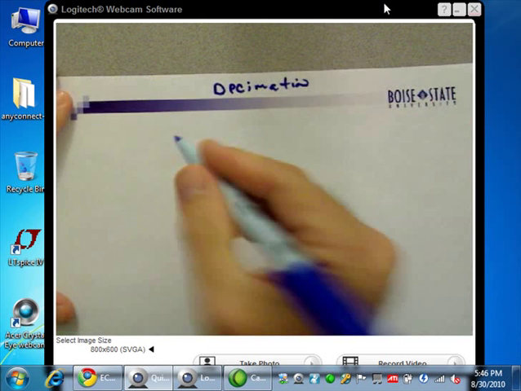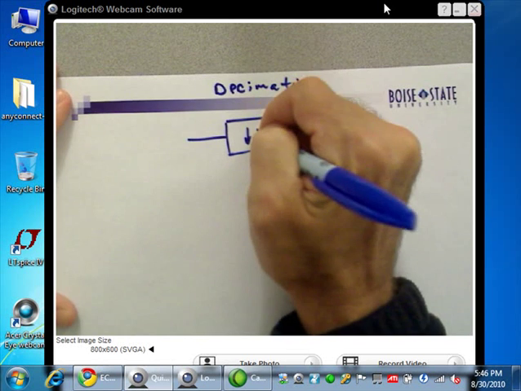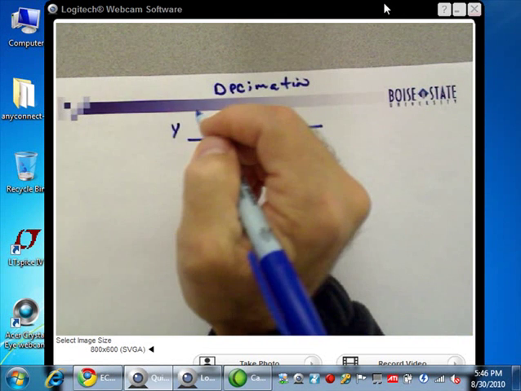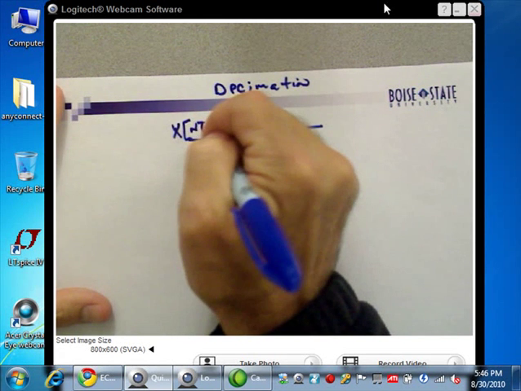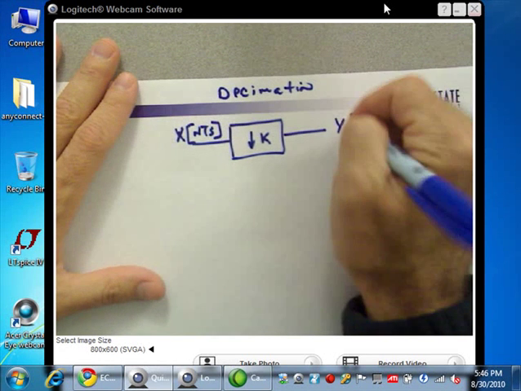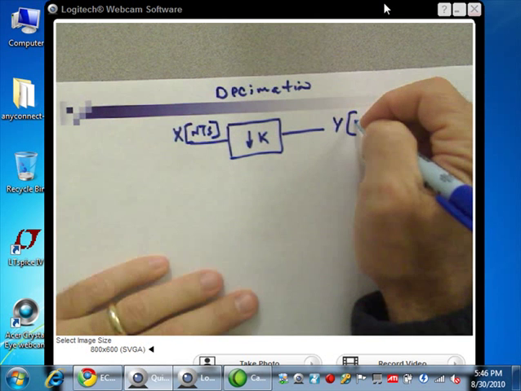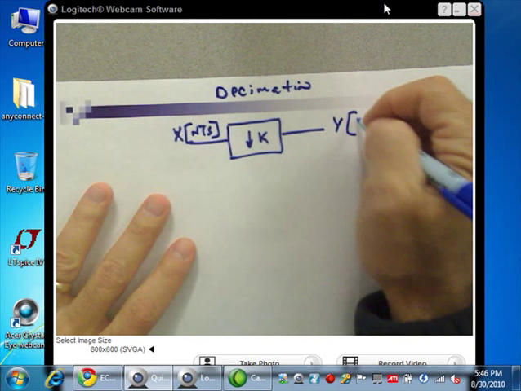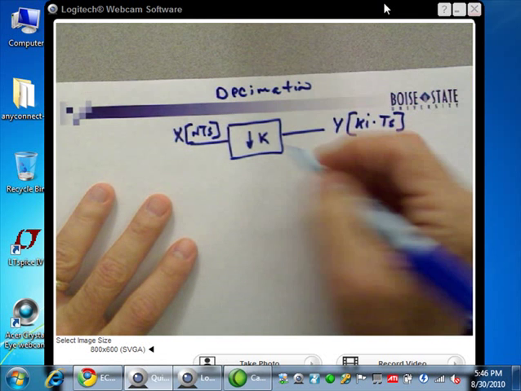Okay? So in decimation, which has a block diagram that looks like this, I downsample by k. If my input's coming in at a rate of x of nT_s, I might have my output going out at a rate y of, we'll do it the same way the book does, kn times T_s, where I'm decimating by k.